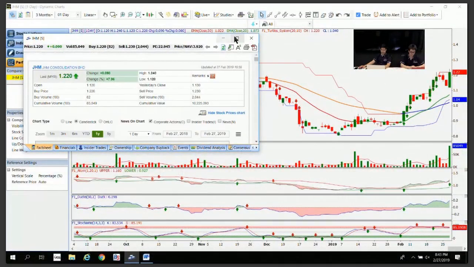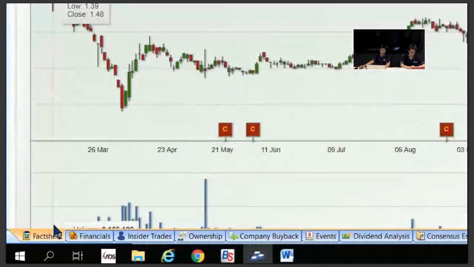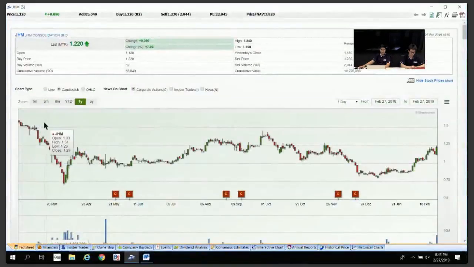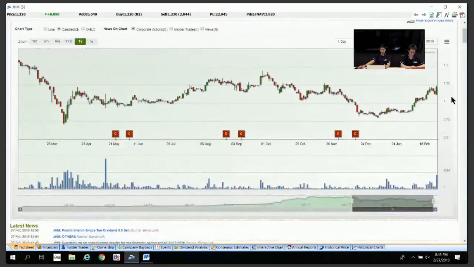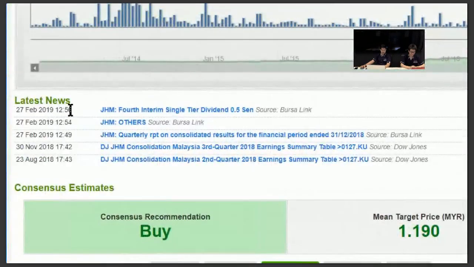Let me maximize it. Over here, you can see at the bottom, there's a fact sheet. The fact sheet is where you can see the price of the counter. These are the properties, the normal properties you can see at every place. And over here, there's a small glance of the chart. And here is the latest news, like for example, today they published a fourth interim single tier dividend.